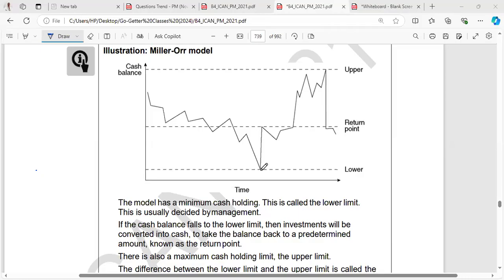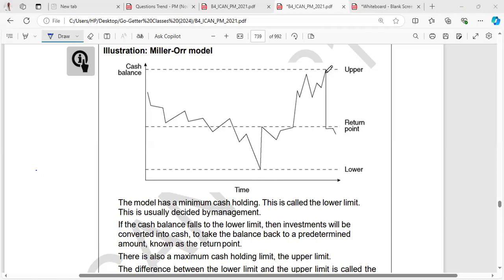Don't allow it to go below this lower limit. Do something: you will now sell an investment and bring this cash limit immediately to the return point. Then you keep allowing them to go up and down, go up and down. It goes up, it goes up.